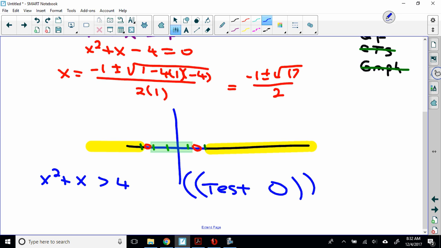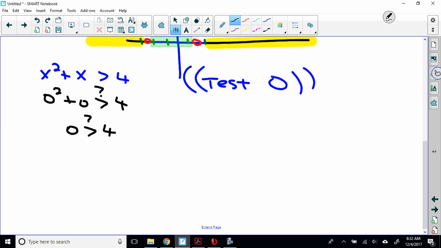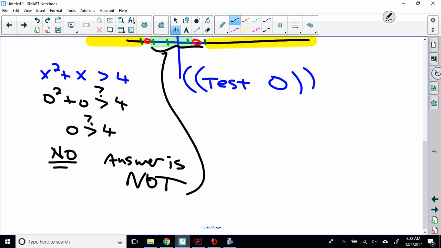So what I'm going to do is I'm going to plug in 0 and ask myself, self, is 0 squared plus 0 greater than 4? Self, is 0 greater than 4? It's not. So what's that mean about my answer with respect to the critical values? It means my answer is not here, right? So what's that mean? Not no solution. The answer's beyond those critical values.